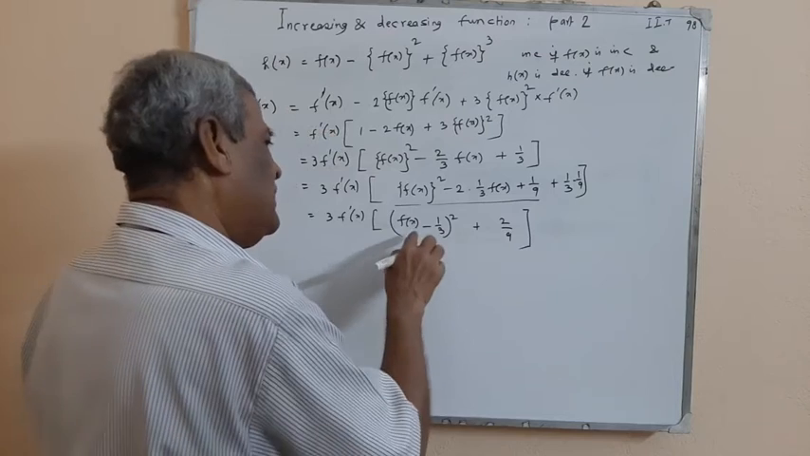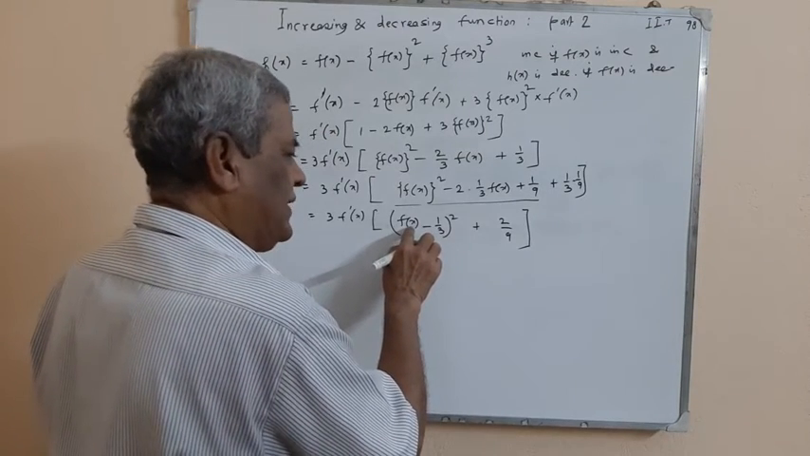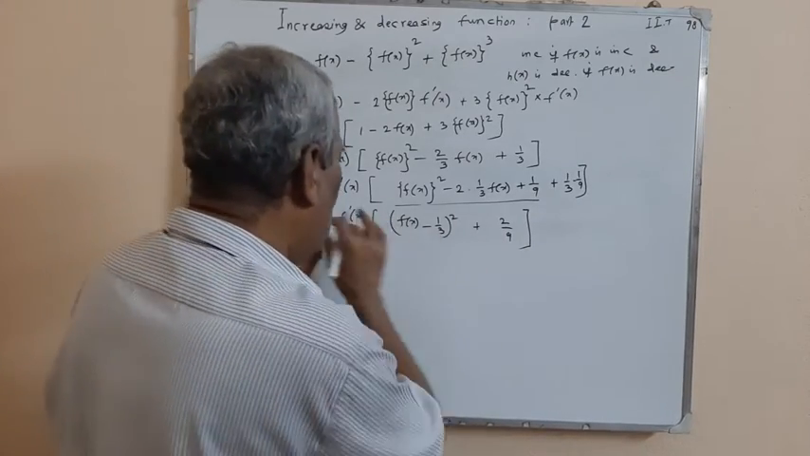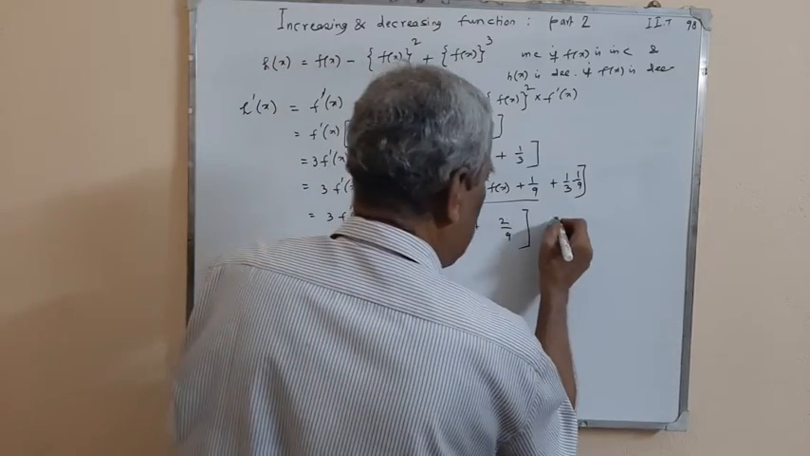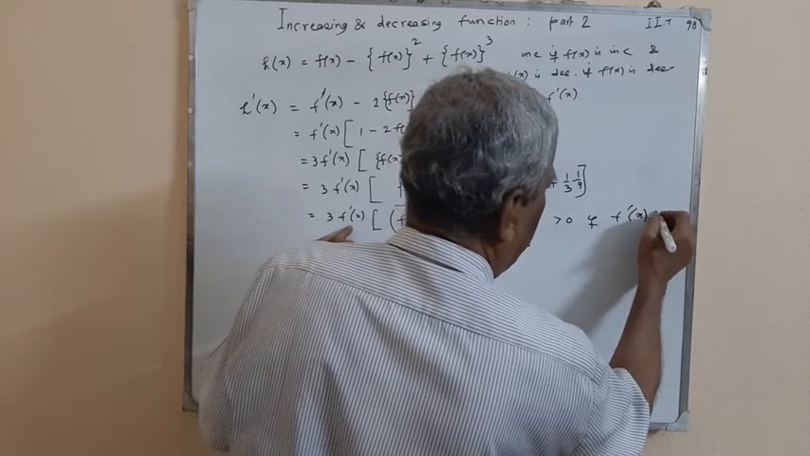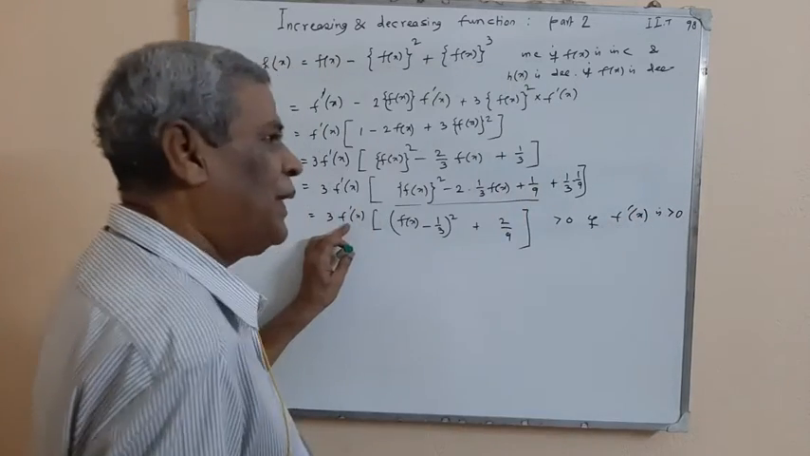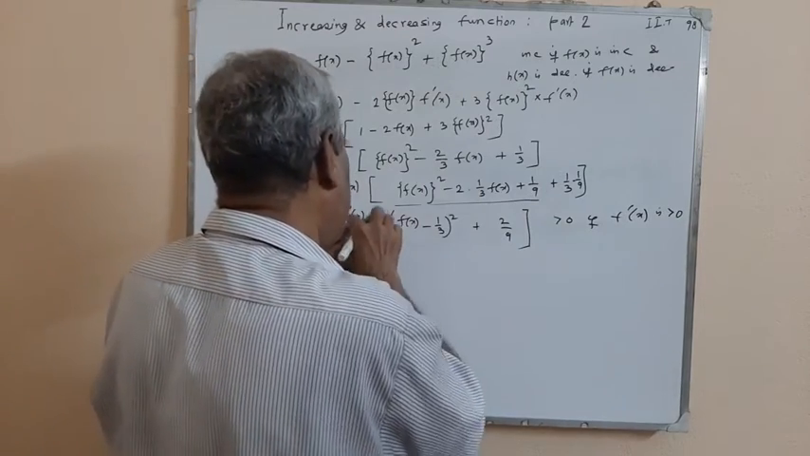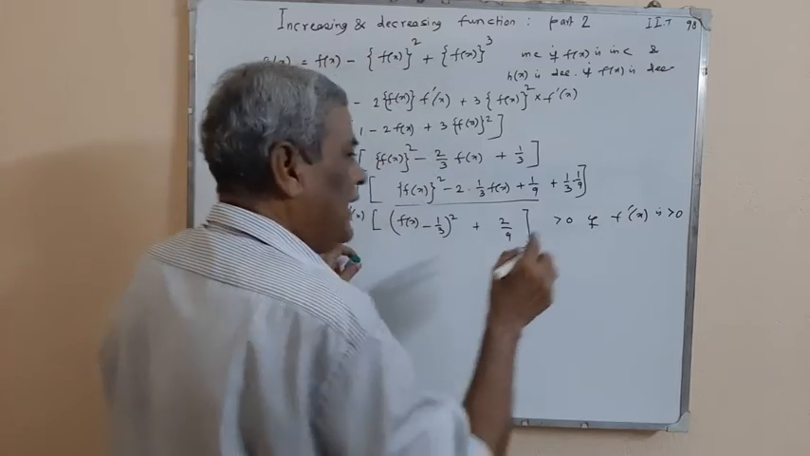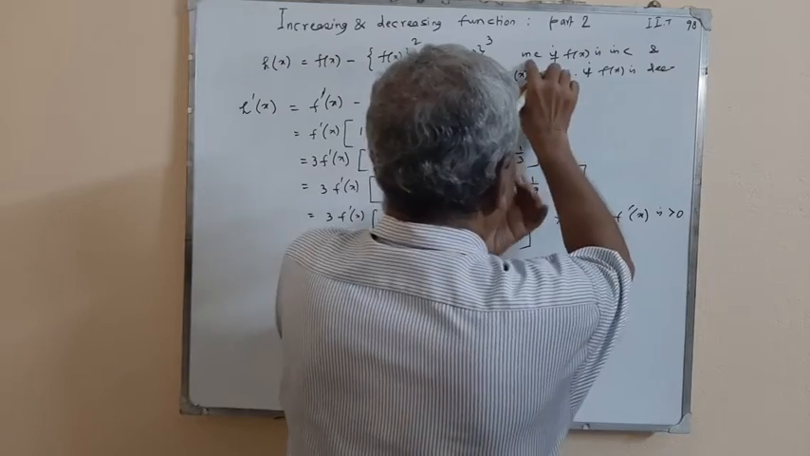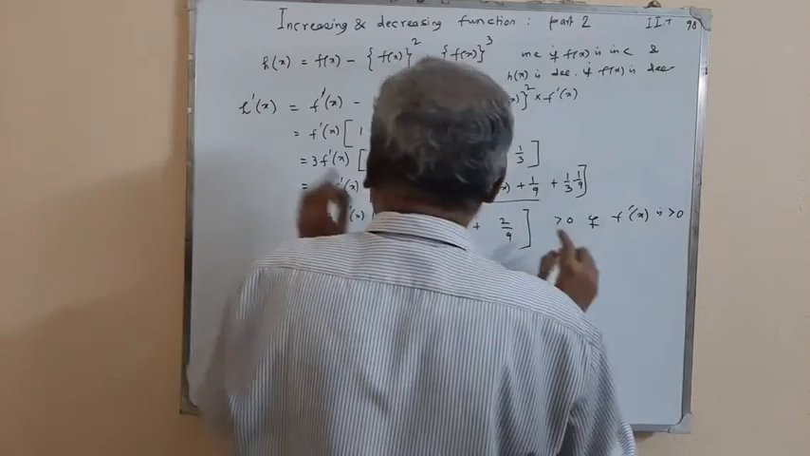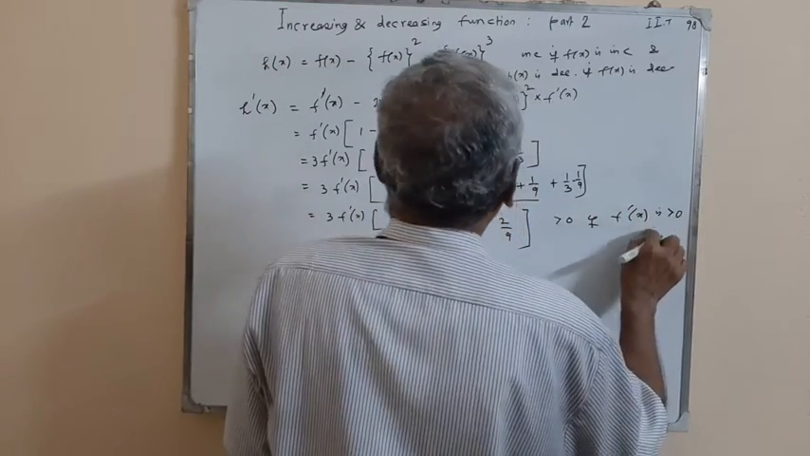So we see this is positive for all values of x, and this is ever positive. So the whole thing is positive if f dash x is positive. From the first consideration, if this is positive, h dash x is positive. So h(x) is increasing if f(x) is increasing.